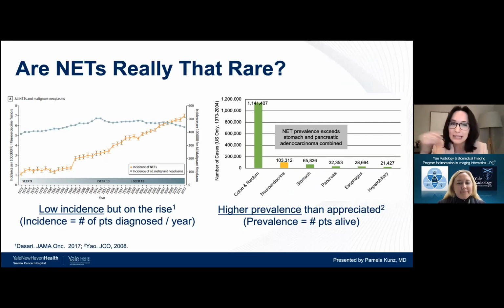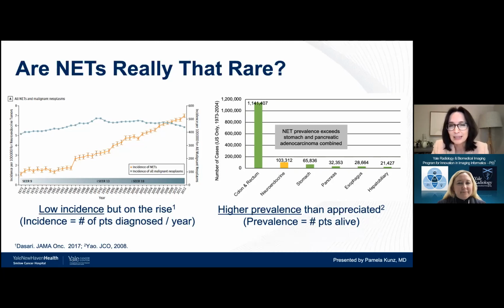I like also nailing down the point that NETs are really not that rare. So they are rare by incidence, incidence being the number of patients diagnosed per year. And this is based on a large SEER study conducted in 2017. The incidence rate for NETs is about 7 per 100,000. This is the yellow line on the figure compared to the blue line, which is the incidence of all malignant neoplasms, which has remained relatively stable.